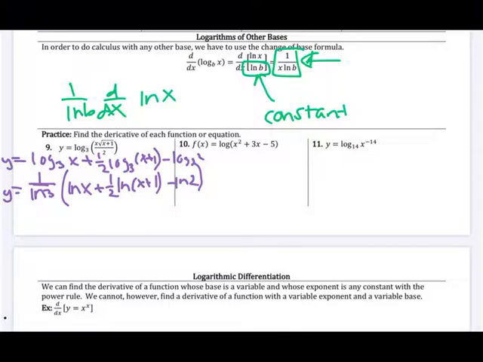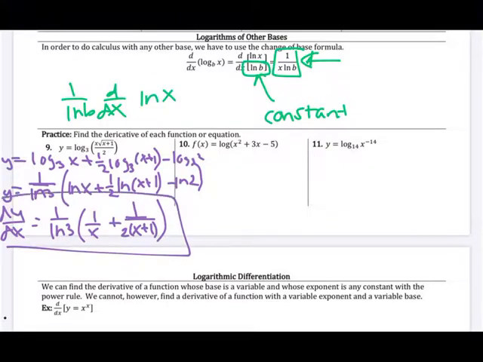Now we can take the derivative, so dy/dx is going to be equal to 1 over natural log of 3 times the derivative of natural log of x, which is 1 over x, plus 1/2 natural log of x plus 1, which is going to be 1 over 2 times x plus 1. Natural log of 2 is just going to go to 0 when I take the derivative, so I can just stop right here.